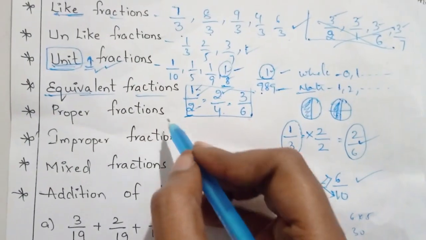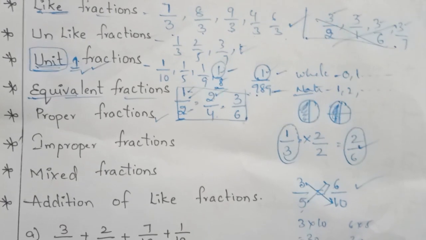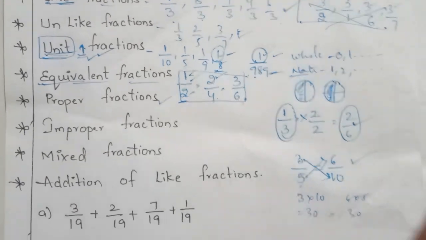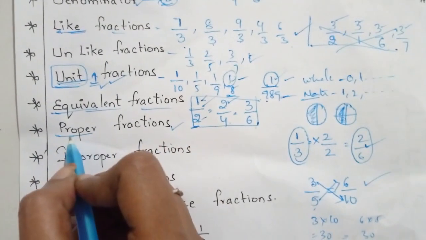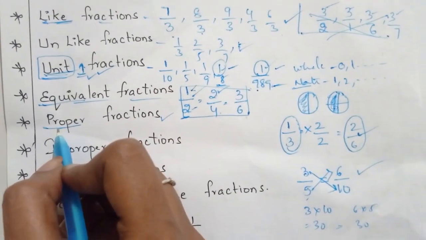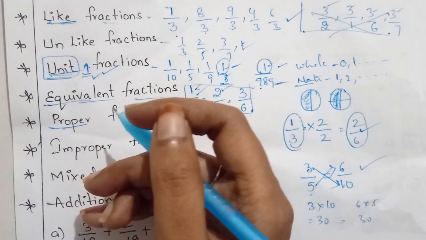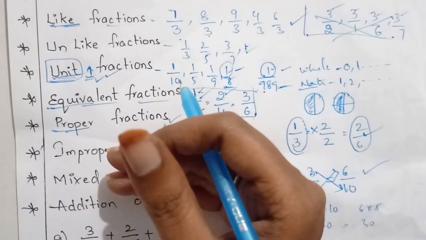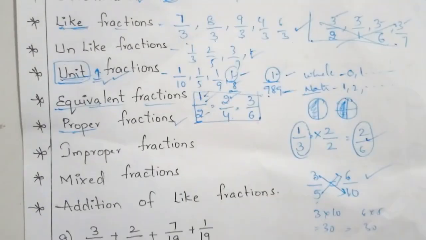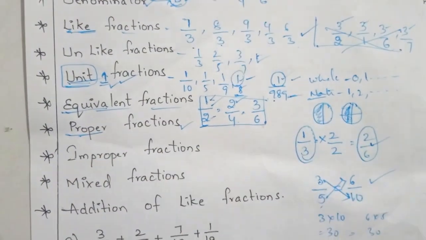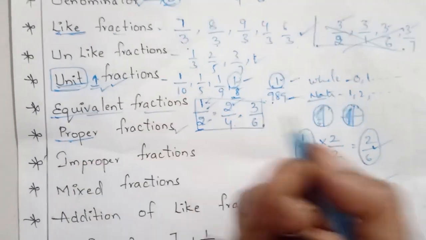The next type is proper fractions. Proper fractions are the fractions where the numerator is smaller than the denominator. That means they look proper. You can say them proper. So if you see a person wearing a different, odd kind of dress where pant is top, top is pant, that is odd, right? So if they are using a proper one, we'll say them as proper fractions.